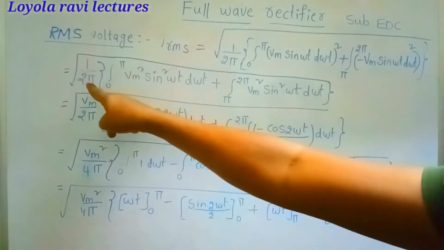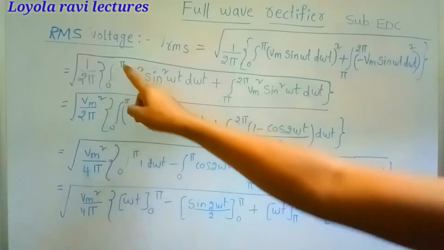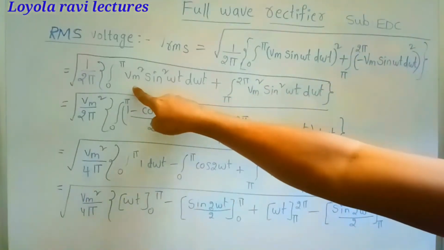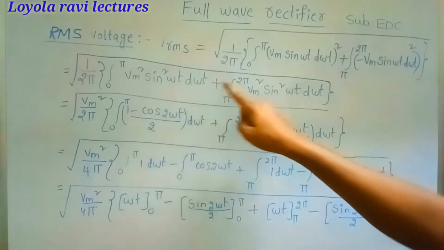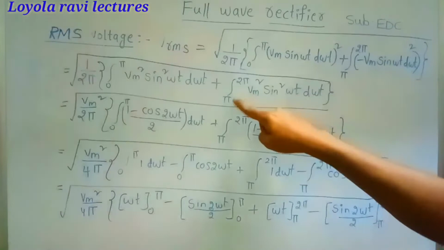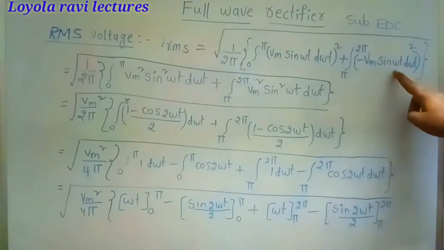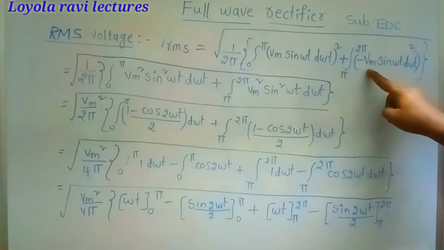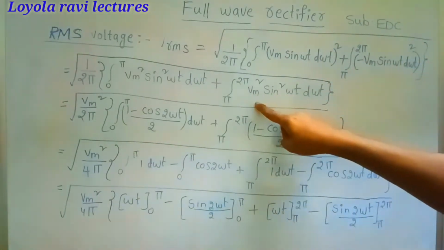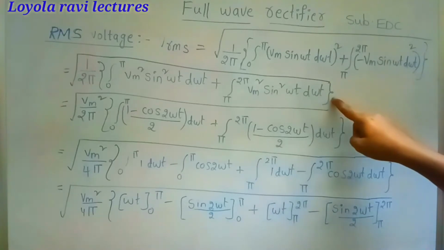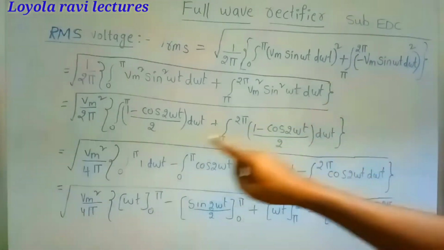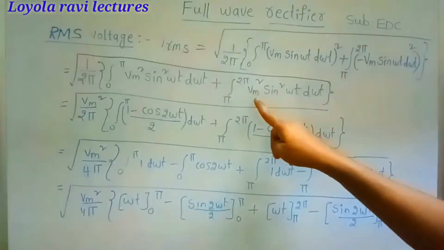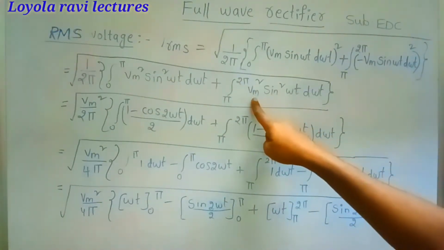Then 1 by 2 pi integral 0 to pi, Vm sin omega t d omega t, whole square. That is Vm square sin square omega t d omega t, plus pi to 2 pi, again Vm sin omega t d omega t we have. So the square is there, minus Vm square sin square omega t d omega t. Next step, Vm square by 2 pi. Here we have Vm square, here also we have Vm square. I am taking Vm square common.